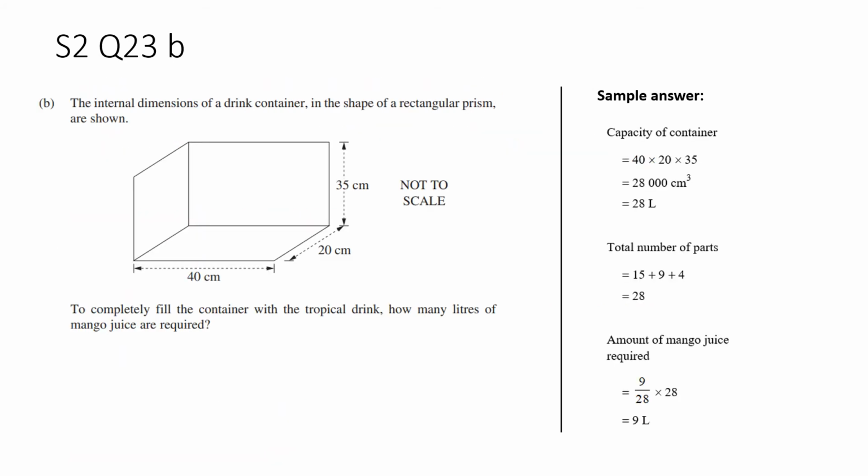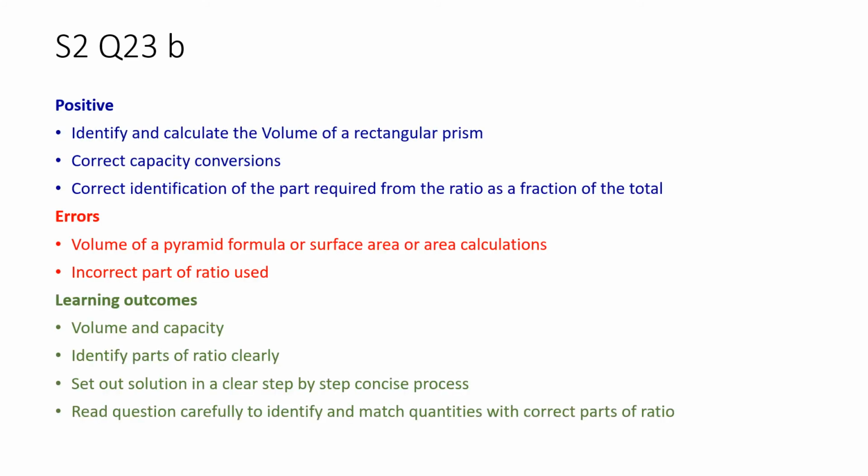Question 23B. In better responses, students were able to calculate the volume of the container, correctly apply a capacity conversion, and multiply by the correct fraction from the ratio. They were also able to show logical reasoning in their working.